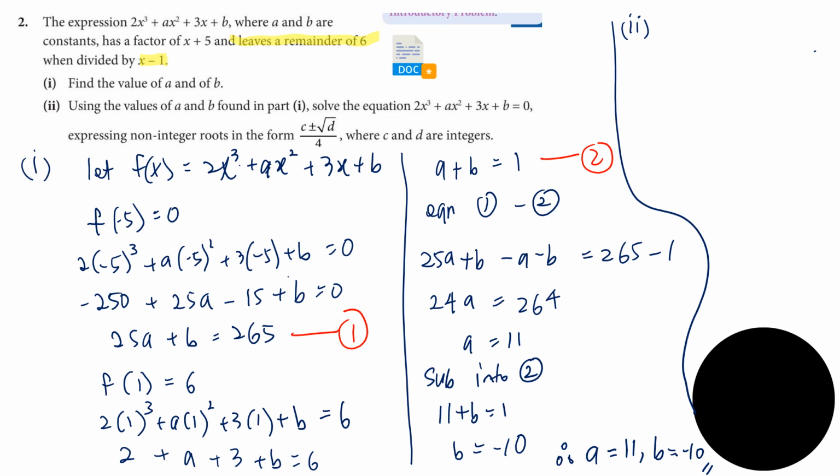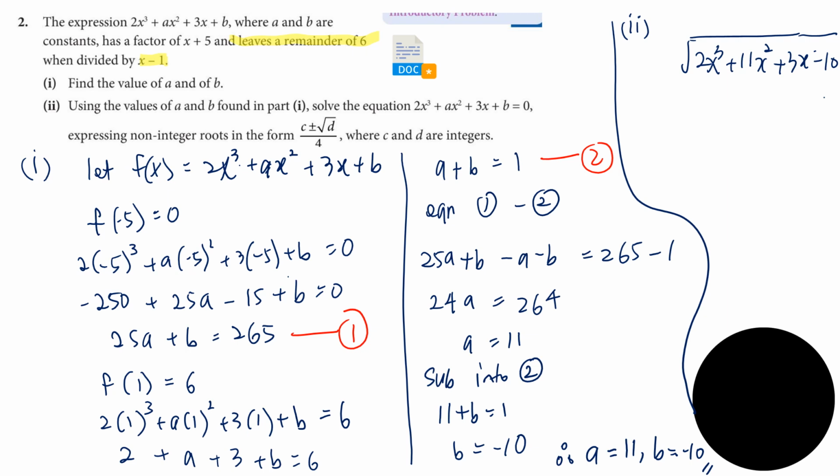Now you're asked to solve. Okay, but this expression is so long, it's x cubed. So in order to solve, you need to do your long division, and make this a product of the linear and the quadratic. So I do my long division. Just now I used my value of a and b, so I replace the value. 2x cubed plus 11x squared plus 3x minus 10.